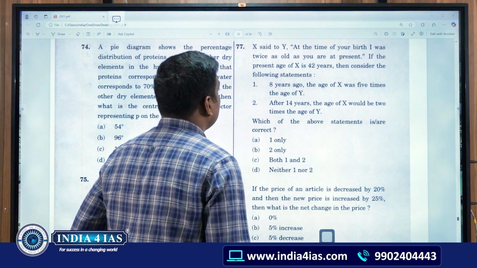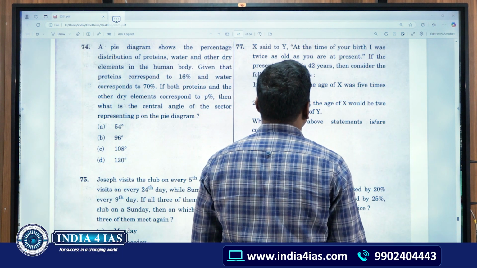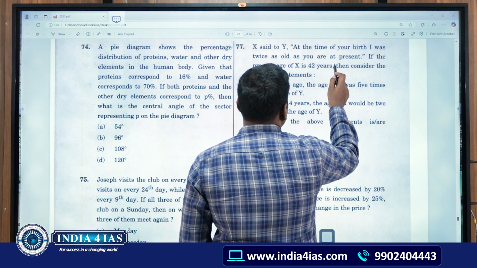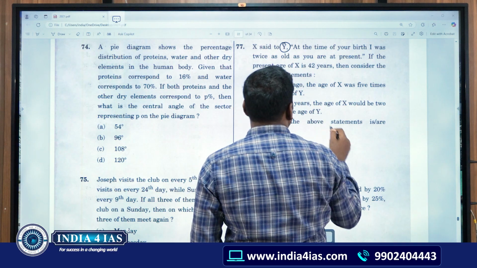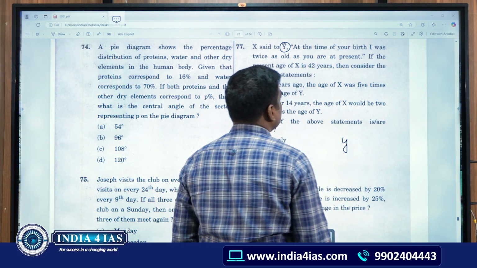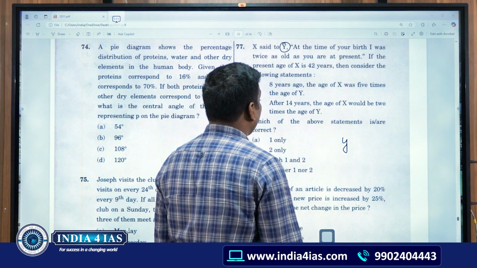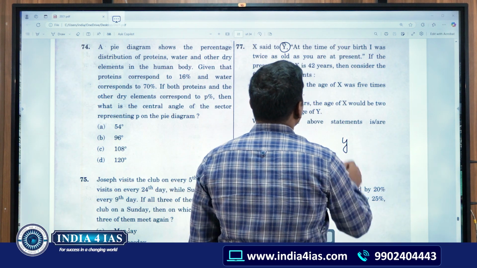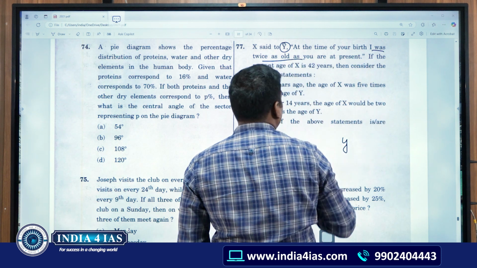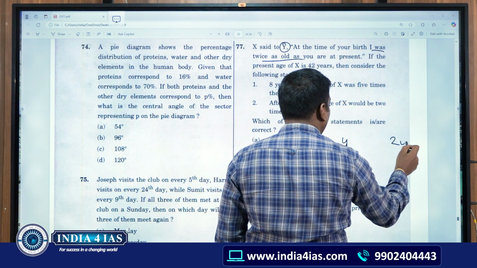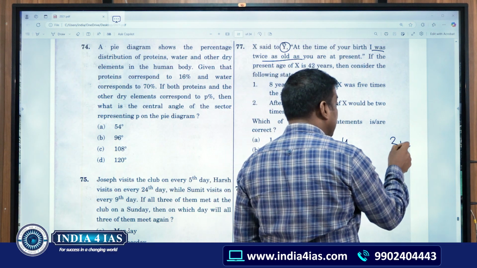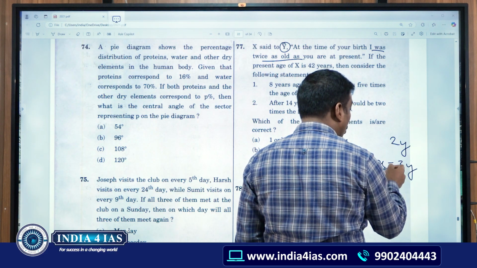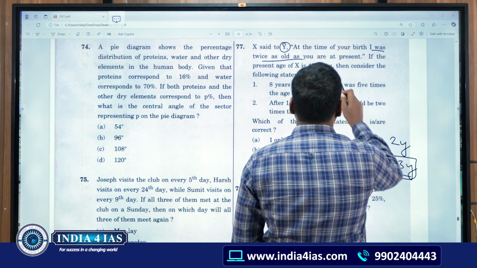X said to Y, at the time of your birth, I was twice as old as you are at present. So he is telling Y. Let's say Y's age is this much at present, and at the time of your birth, that means Y years ago, I was twice as old as you. So Y years ago, he was 2Y. Right now, X is equal to 3Y. This is what we are having.